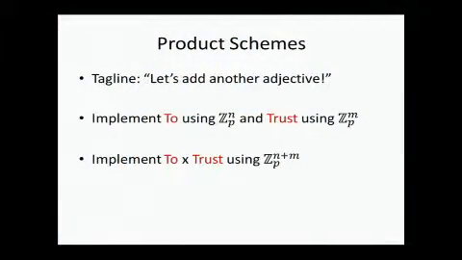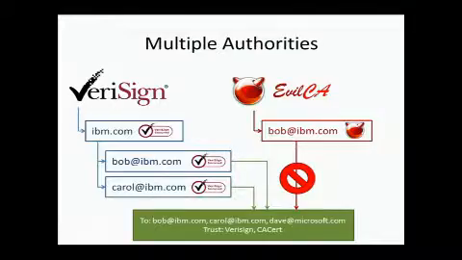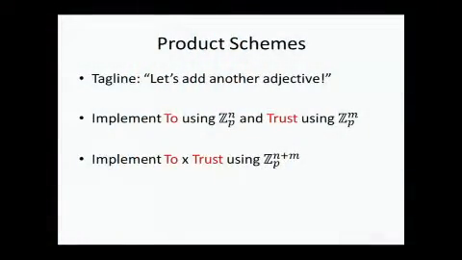So the general version of this is something called product schemes, and the goal is to add extra adjectives. Here we're adding multi-authority as the extra adjective to the scheme. And the idea is actually quite simple. The to field of this message is a broadcast HIBE. You choose multiple users in this hierarchy, and you can implement it in Z_p^n for some n that you choose.